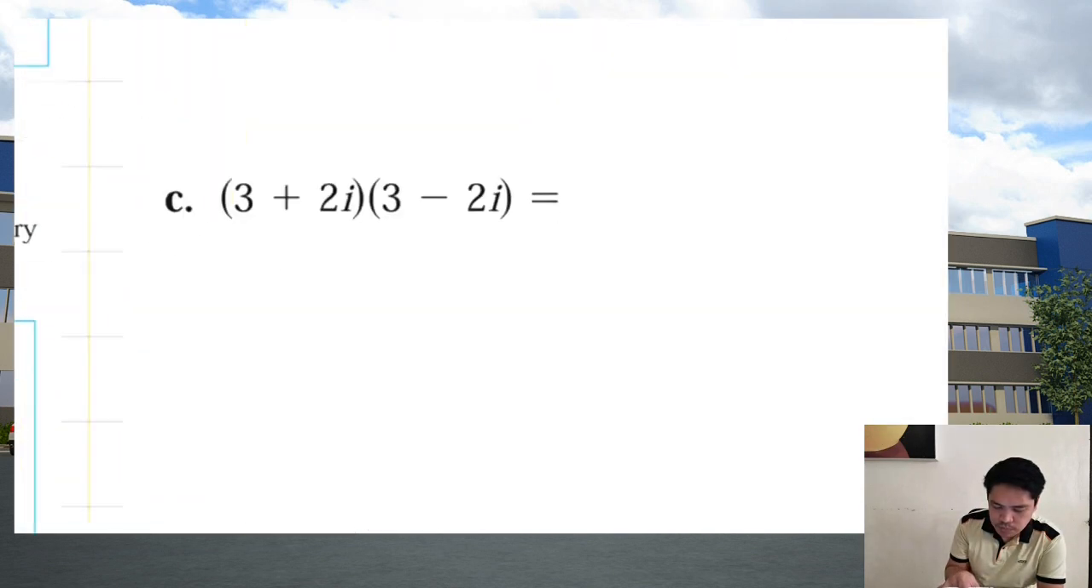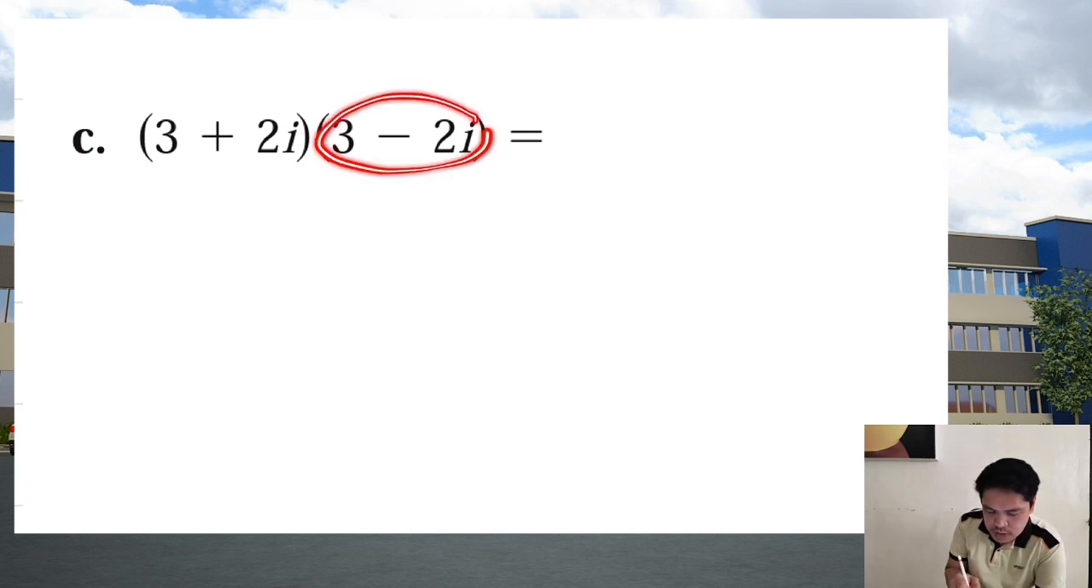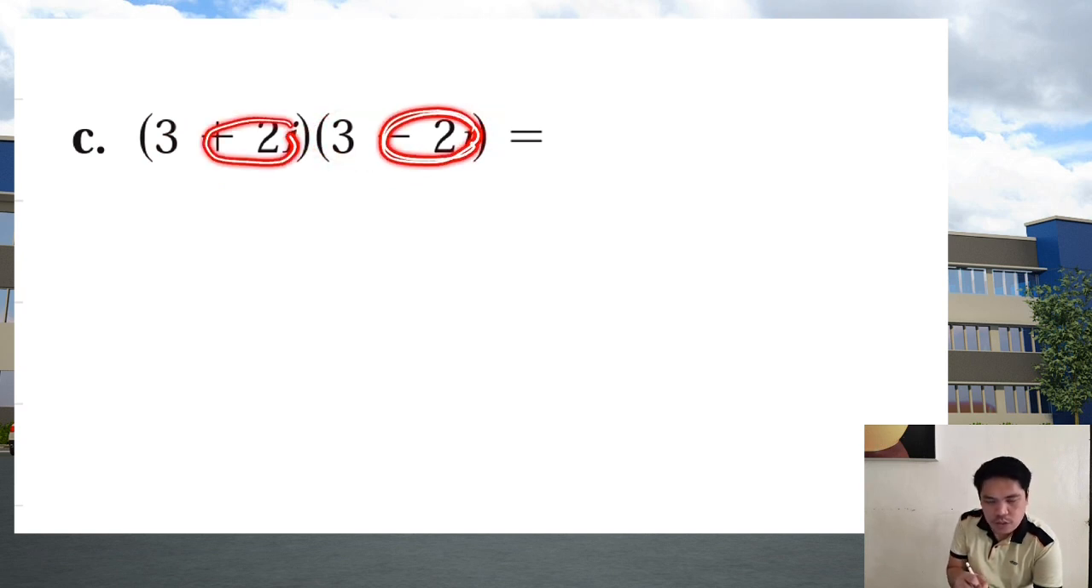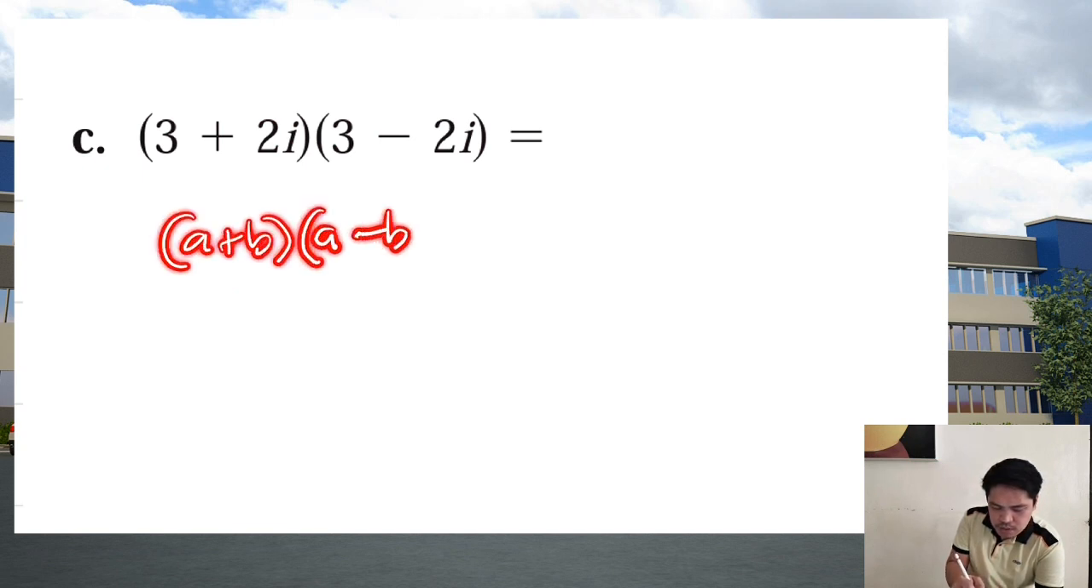Again, the approach here is like expansion, diba? Or just multiplying two binomials. But in this case, you notice that the second term is just the conjugate of the first term. They are similar, only that the second term is the additive inverse of the second term of the first factor. Okay, so if you recall, if you multiply a plus b and a minus b, the result is a special product, a squared minus b squared.